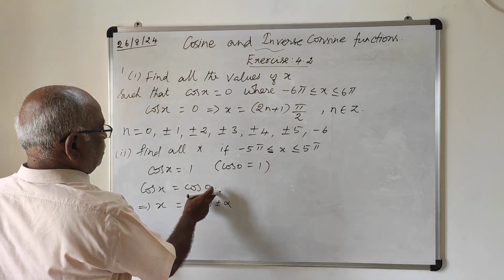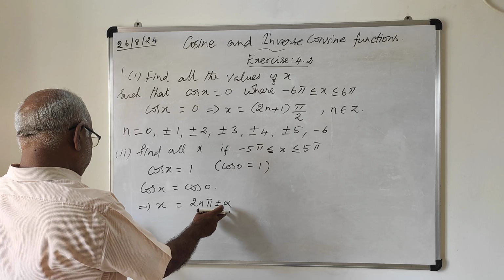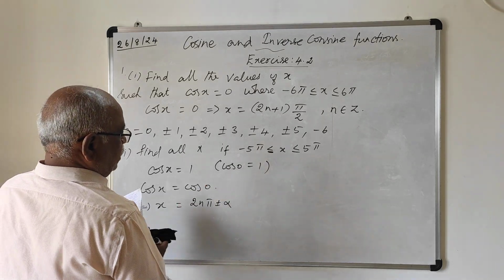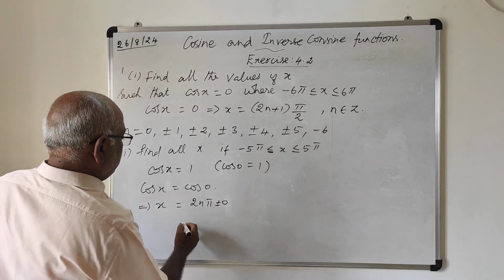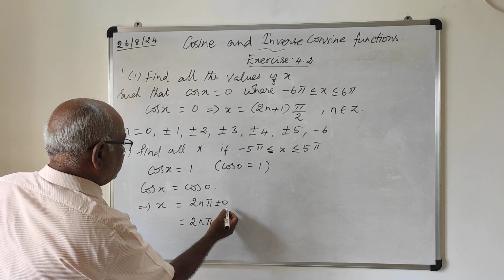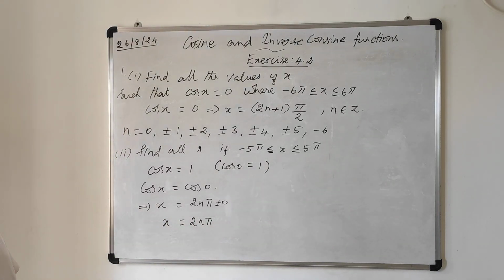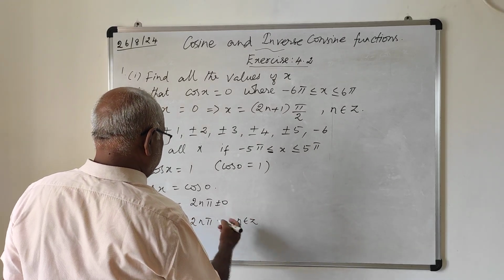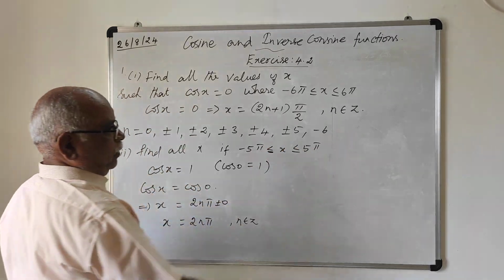cos x equal to cos alpha implies x equal to 2n pi plus or minus alpha. In this case, alpha is 0, therefore this is 2n pi plus or minus 0. This is nothing but just 2n pi. Plus 0, we need not write. So x values are 2n pi where n belongs to Z, the integers.